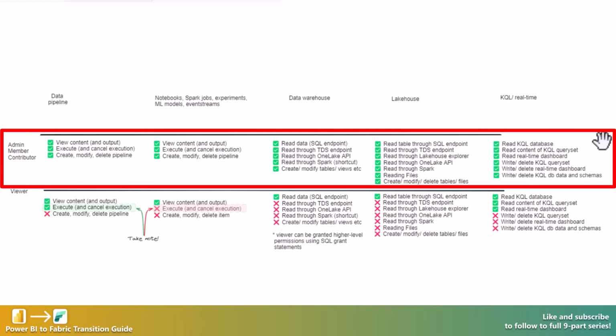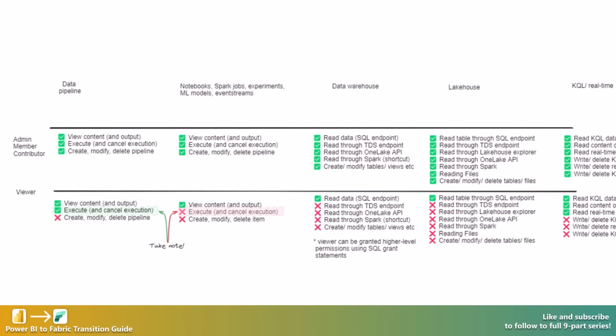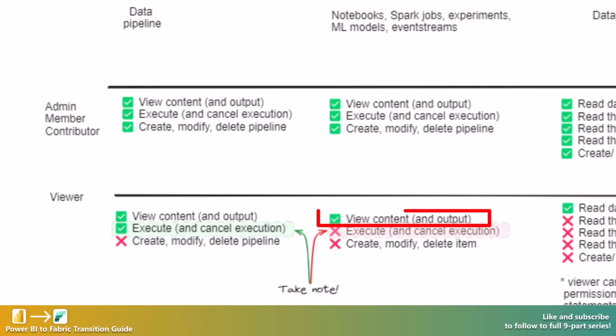And in general, a viewer in a workspace can only view contents of stuff, right? So for example, they can read a notebook, but they can't execute it. Now, the exception to this rule is the data pipeline, where a viewer can actually execute and cancel the execution of a data pipeline. And this is one of the only things that a viewer can do over and above viewing stuff.